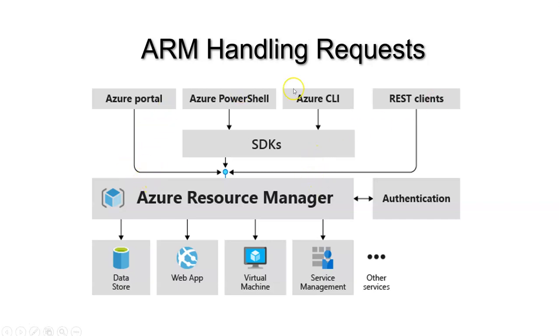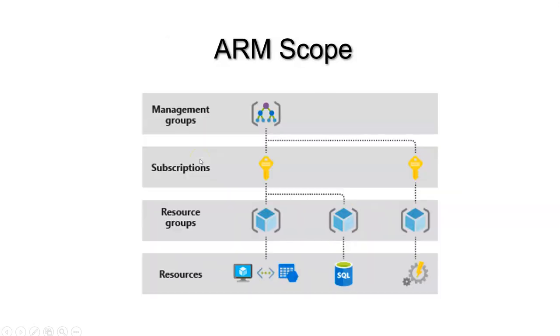So you can see here, these are the 4 different channels, and the SDKs are there for PowerShell and Azure CLI. And coming to the type of resources, you can create data stores, web apps, virtual machines, service agreements, whatnot. Most of the resources can be created on the portal by using ARM. You can also configure the authentication. So this is how the handling of the request will happen on the ARM side.